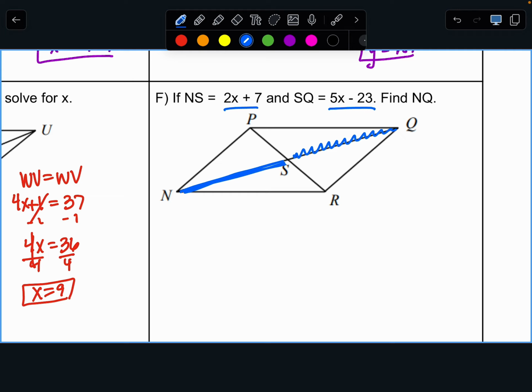If those two pieces, are they on the same line? Yeah? Are they inside the parallelogram? Yes. Yeah? That makes them a diagonal that has been bisected. And what do we know about the parts of a bisected diagonal? They are equal.